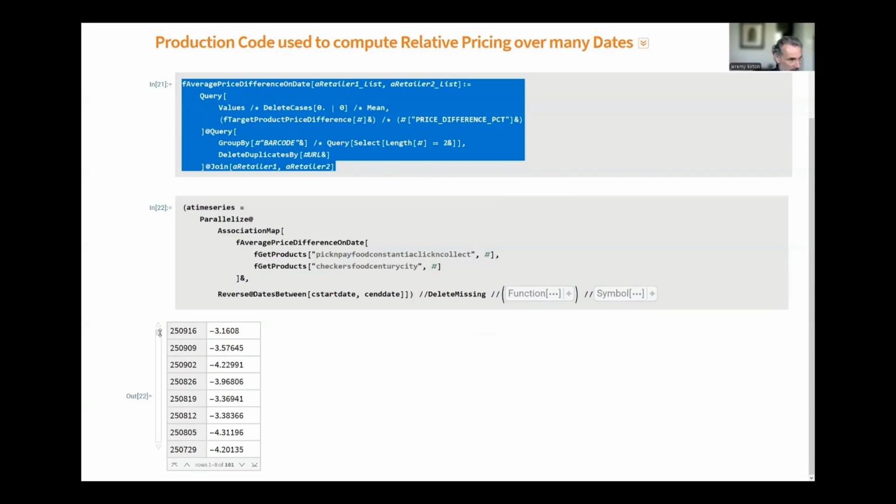Here we see the output of that. So we have an association with the date and then the average price difference on that date. And we see that's what we looked at first. In developing the workflow, 16th of September was -3.16%. Now this is the average every week for the last 3 years.